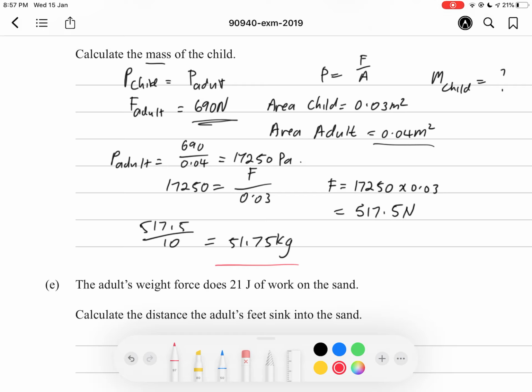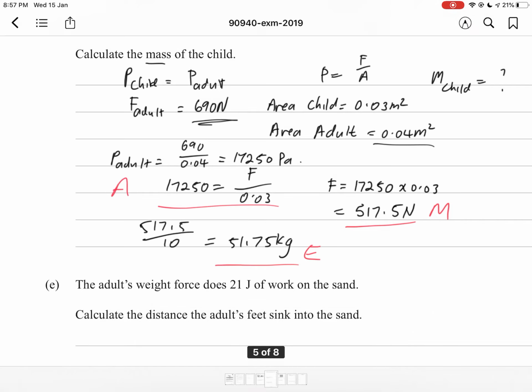This could either be a merit level question or an excellence level question. I'm not too sure which, but if it was excellence, then getting up to a final answer will get you an excellence grade. Finding the weight force would get you a merit grade, and an achieved grade could be setting up the equation perhaps.